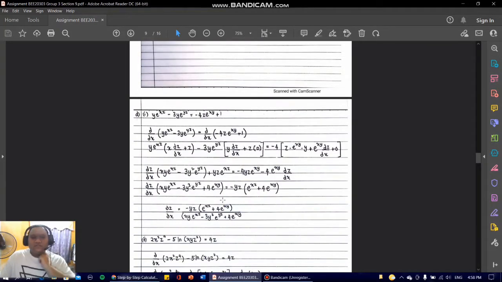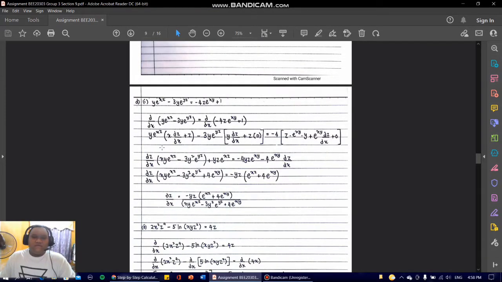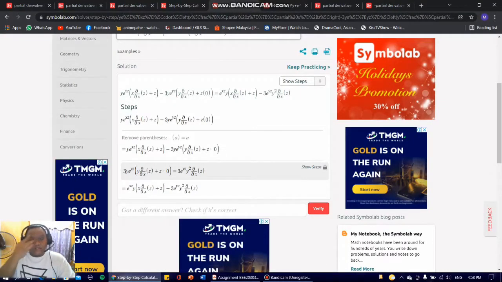Then we move to question 2D and Roman. For 2D and Roman, we take the left hand side equation and put it inside here.